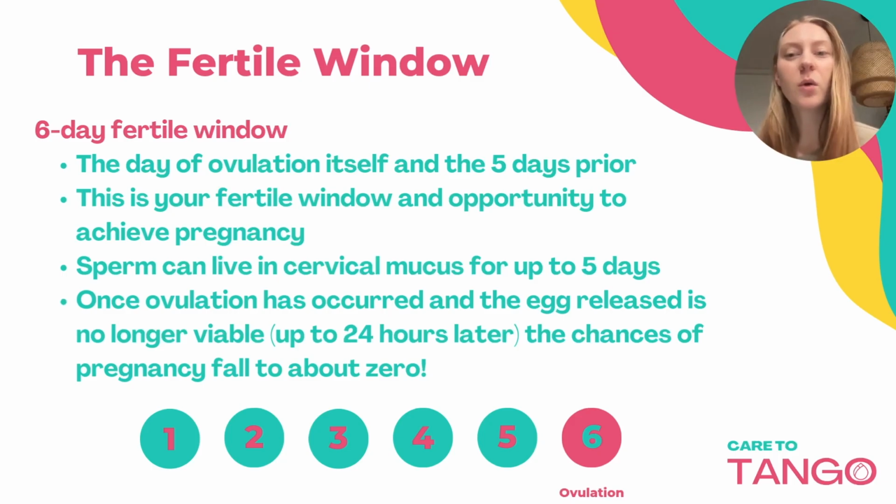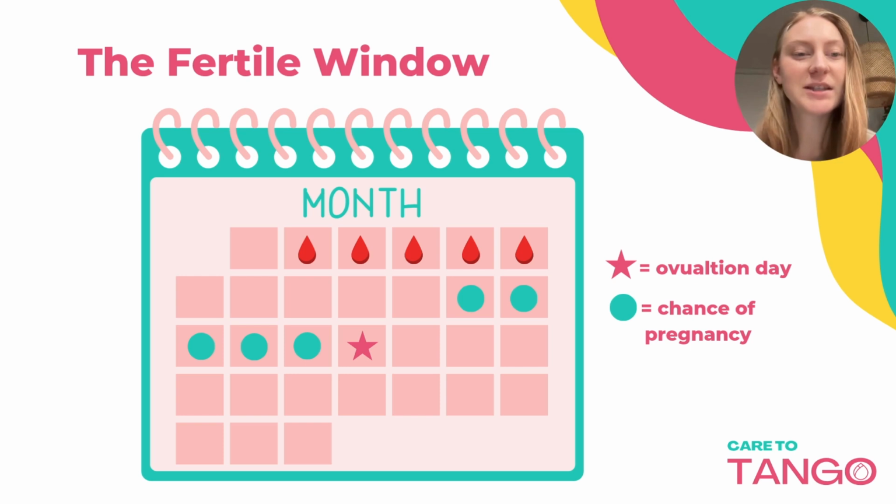So remember that the fertile window is the period of time where pregnancy can occur if intercourse is had. It's your opportunity to achieve pregnancy. It's that 6-day long window, which includes the day of ovulation itself and the 5 days prior. This is because sperm can live in cervical mucus up to 5 days, which you guys have heard before. Once ovulation has occurred and that egg has been released and it's no longer viable, the chance of pregnancy falls to about 0. So here's an example of the fertile window on a calendar.